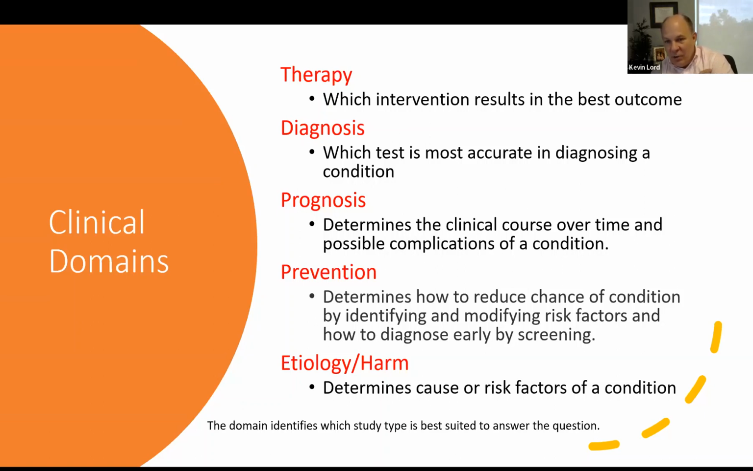Therapy being which intervention results in the best outcome, and probably the one that is most used. I can tell you that it's the one that I most frequently refer to. Diagnosis, which test is the most accurate in diagnosing a condition. I oftentimes use that to talk about sensitivity and specificity, why you would have one test first versus another. Prognosis determines the clinical course over time, possible complications of a condition.